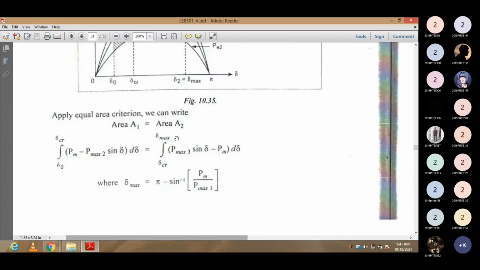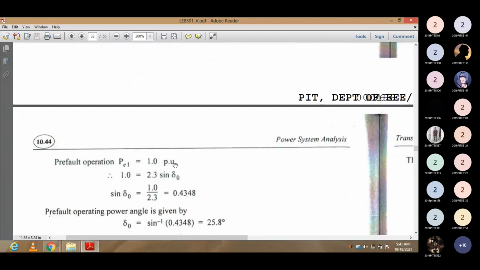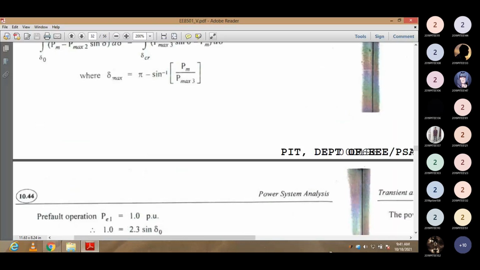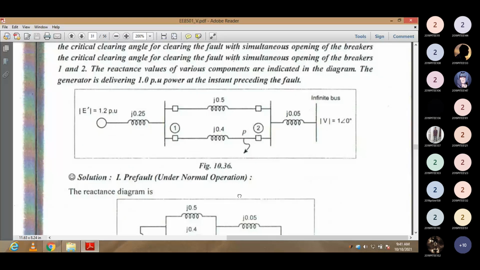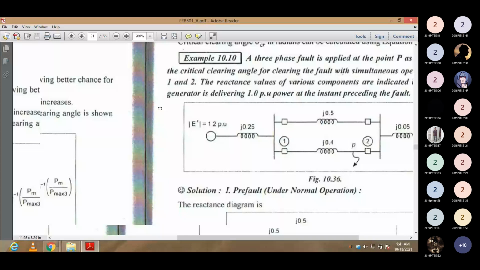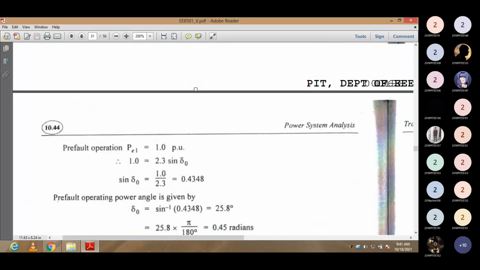So next step. In the pre-fault operation, the problem clearly mentions that before the occurrence of the fault, the electrical power is 1 per unit. You may notice in the question, the generator is delivering 1 per unit power at the instant preceding the fault. So the power before the fault is 1 per unit. So your PE1 should be 1 per unit. I am substituting here: 1 per unit equal to 2.3 sin del naught.